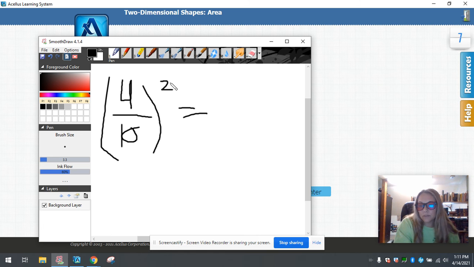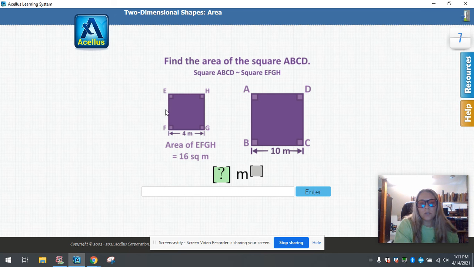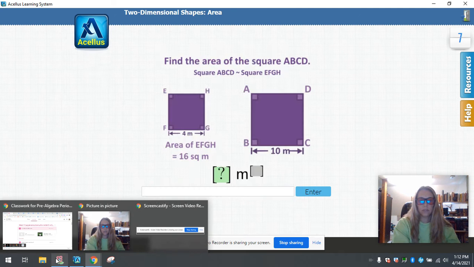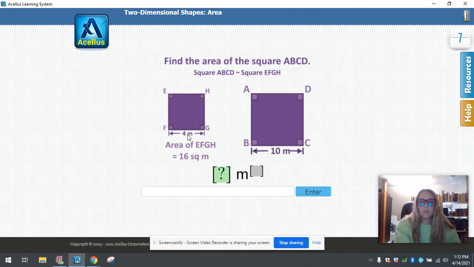4 times 4, or 4 squared, is 16, over 10 times 10, or 10 squared, is 100. Okay, now we have our squared ratio for the sides, and we need to set up a proportional equation. So for the little square, the area, we put the little one on the top, as we did for the sides. So the little one's area is 16.